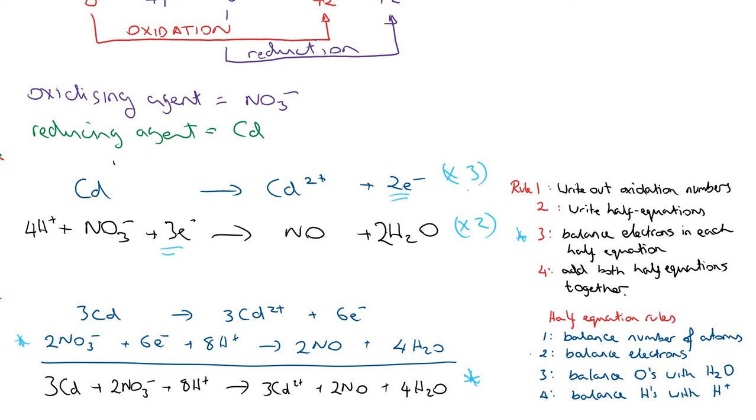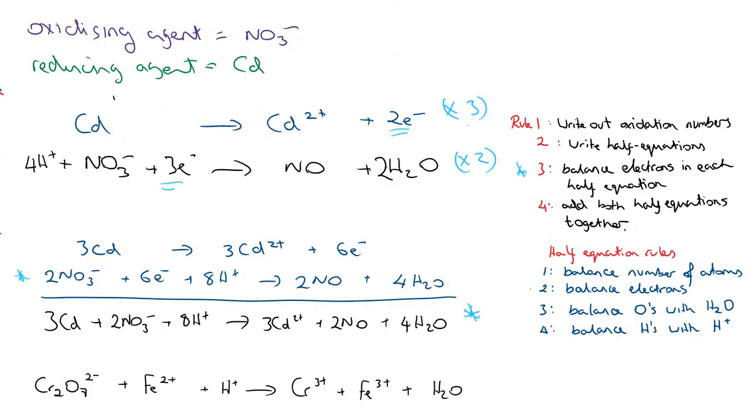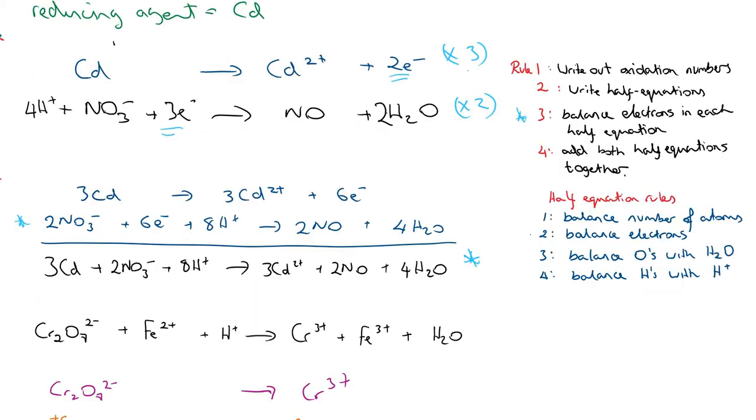Okay, so that's the redox balancing equation. I'm just going to go through another example now. A common one is the dichromate ion and the iron 2 plus ion reacting. So I'm going to start off by writing the half equation for the dichromate ion. So there are 2 chromiums on the left, so I'm just going to multiply that by 2.